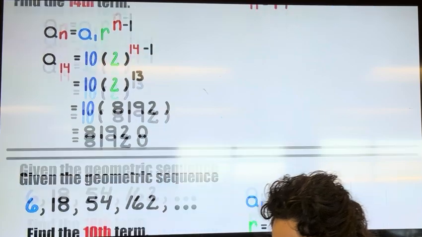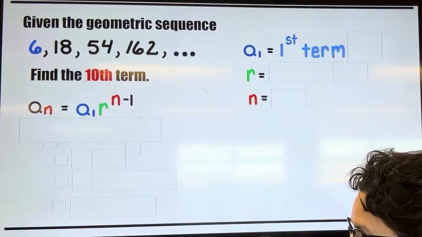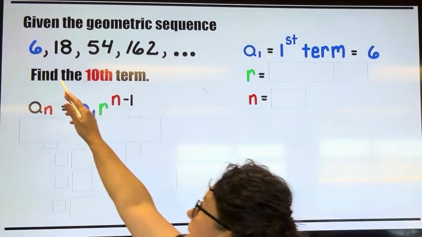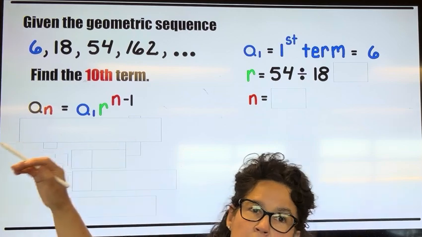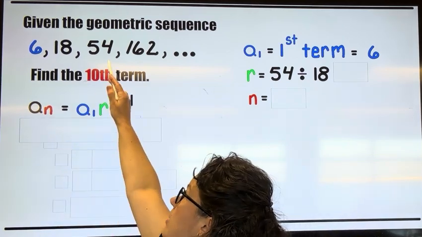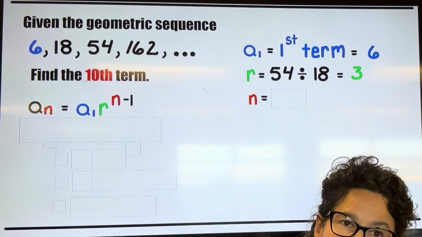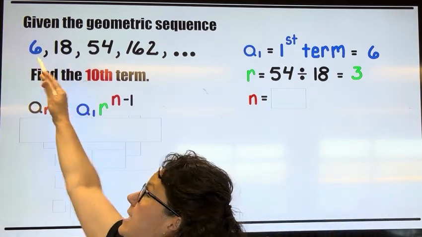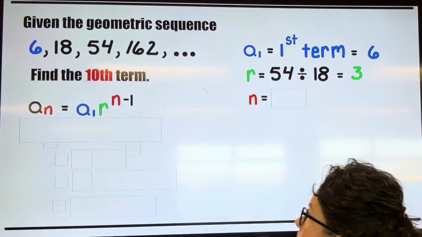Let's do just one more really quickly. Going a little bit faster here. Again, a sub 1 is the first term, so that's 6. R, you want to take any number and divide it by the one that came before it. So I took 54 divided by 18, which gives me 3. But somebody else might have done 18 divided by 6 and got 3. Just take a number, divide by the one that came before it.